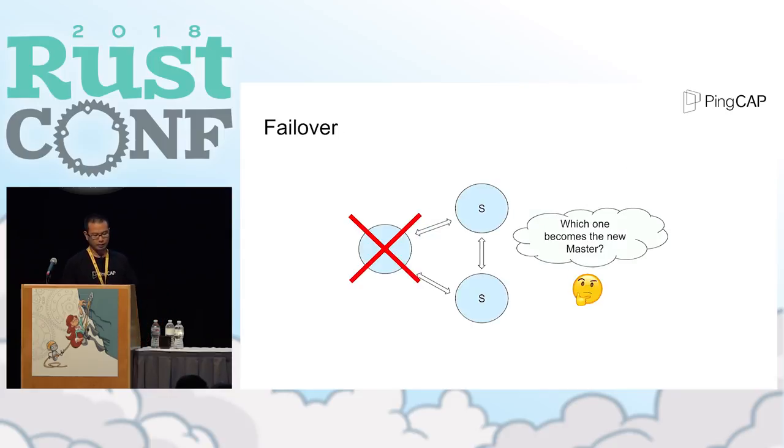Another problem comes up: now we have three replicas, or even more replicas, and when the master fails, which slave do we need to promote to the new master? Obviously, we need to promote the slave which has the newest data. But how can we know which slave has the newest data? So this is one problem I leave here.